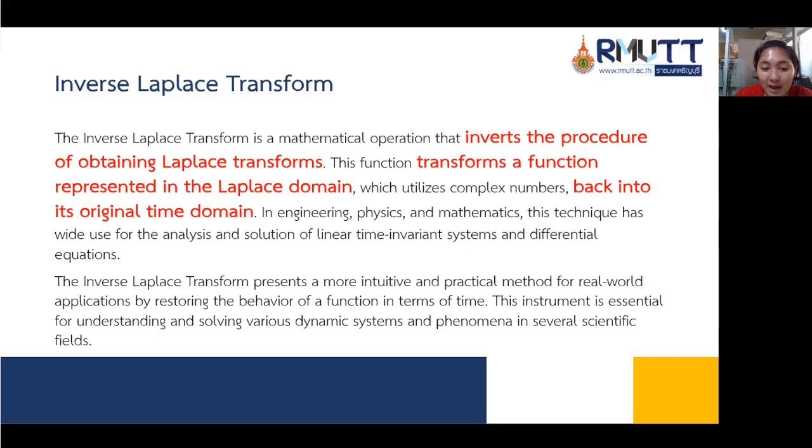and differential equations. The inverse Laplace transform presents a more intuitive and practical method for real-world application by restoring the behavior of a function in terms of time. This instrument is essential for understanding and solving various dynamic systems and phenomena in several scientific fields.